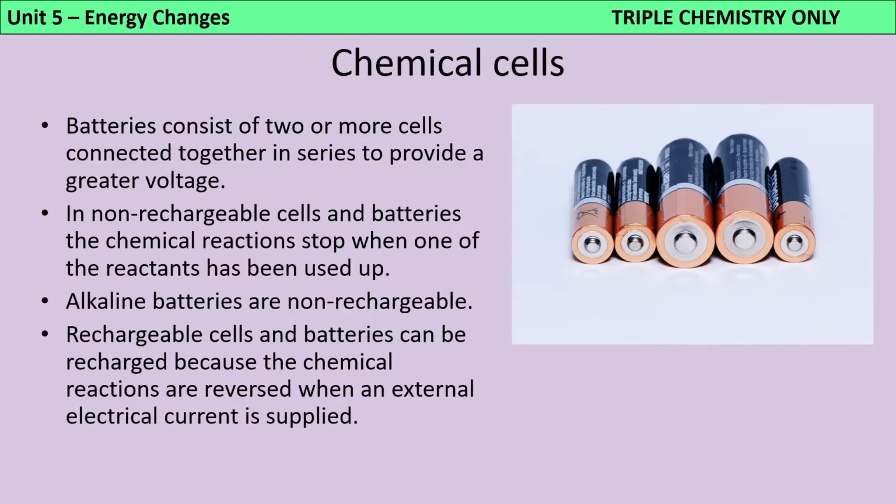Right, chemical cells. So you should be aware that chemical cells can be wired together in series to produce a battery. And we do that to get a battery that's got greater voltage, so it's more useful. So we know that in non-rechargeable cells and batteries, the chemical reactions are going to stop when one of the reactants has been used up, and alkaline batteries are an example of a non-rechargeable battery. Then in contrast to that, rechargeable cells and batteries can be recharged because you apply an external electrical current and therefore reverse the chemical reactions.